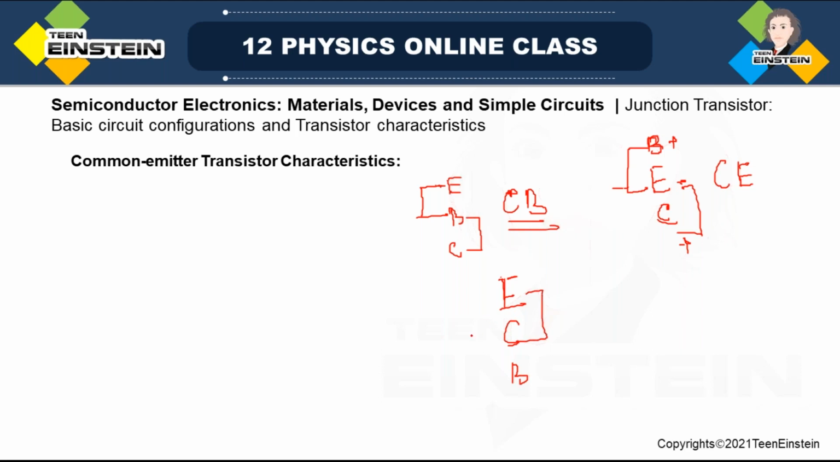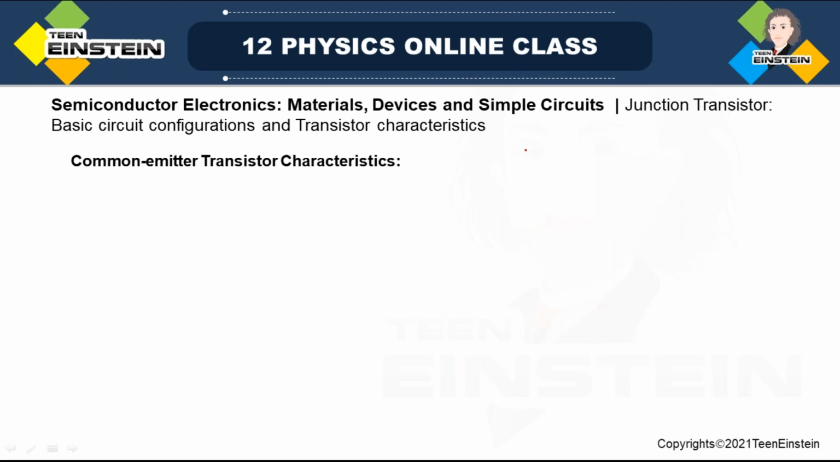Okay, when I take the collector as common, then it is called common collector, CC. C for common, another C for collector. So there are three types of configurations basically: common emitter, common base, and common collector. So these are three different types of configurations.